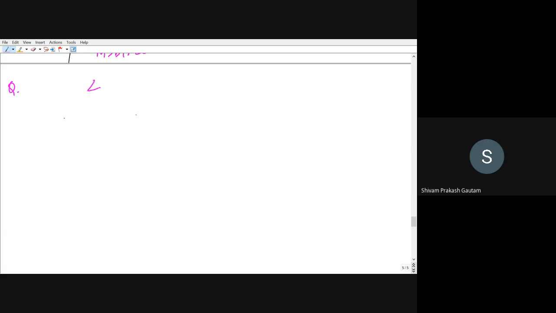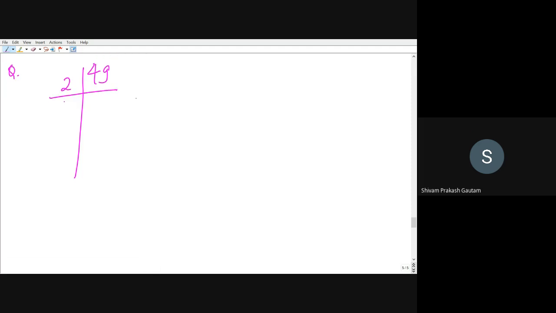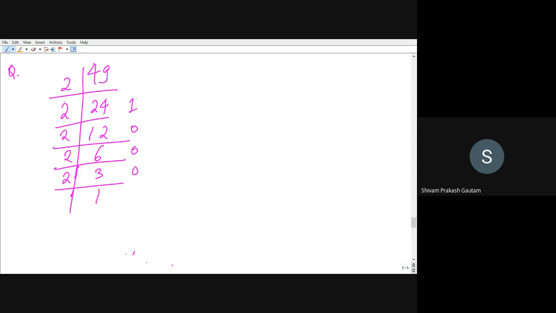So let us suppose we take 49. Let us divide it by 2. 49 divided by 2 is 24, and the remainder will be 1, because 2 into 24 is 48, plus 1 gives 49. Again divide by 2: 24 divided by 2 is 12, and the remainder is 0. Then it is divisible by 6 and the remainder is 0. It is divisible by 3 and the remainder is 0. It is divisible by 1 and the remainder is 1.